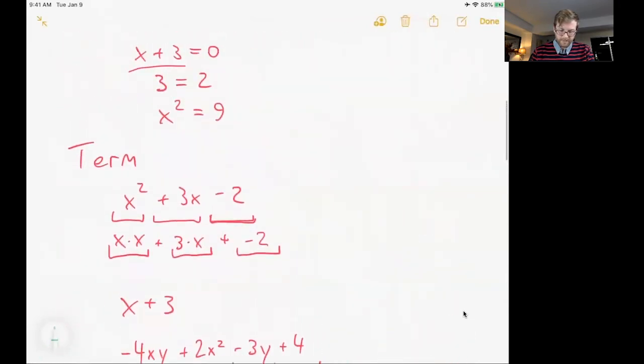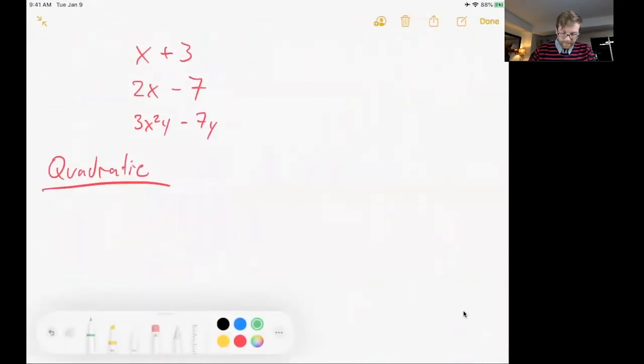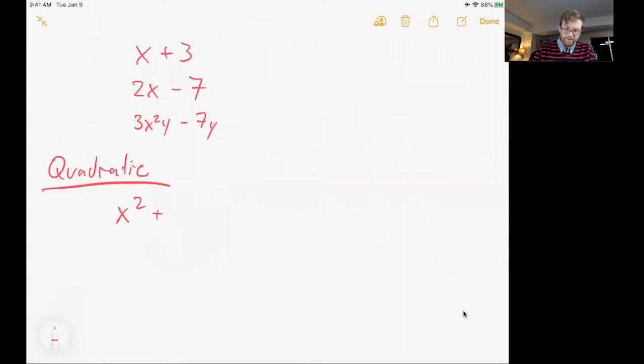Up here, this is also a polynomial, with many terms, and the highest power of x here is 2, so that's a second degree polynomial. So you get what degree is, hopefully. A quadratic is specifically a second degree polynomial. For example, x squared plus 4x plus 4.